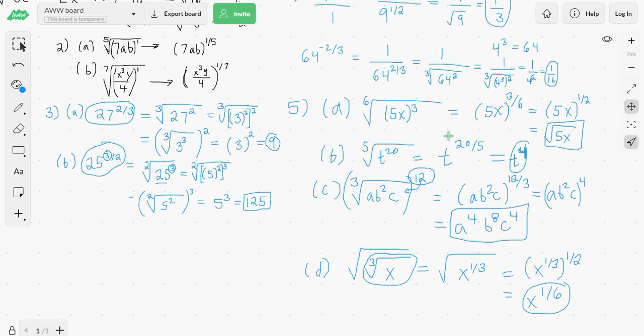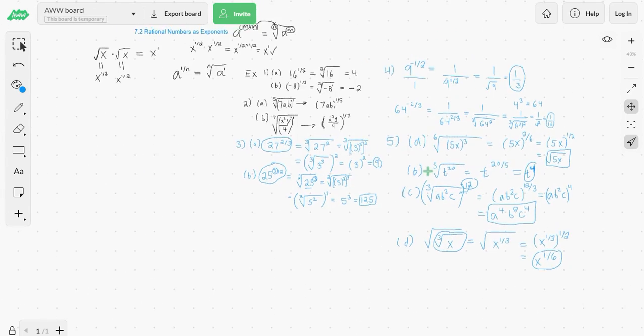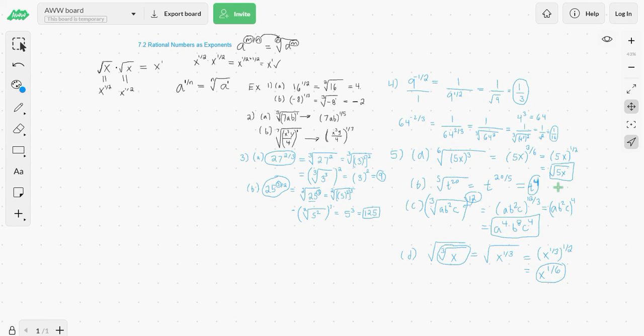All right, let's take a look and zoom out at everything we've done so far. So we've done quite a few examples from 7.2. I think this is a good place to stop. If you have any questions, please leave them in the comments or bring them up in class.